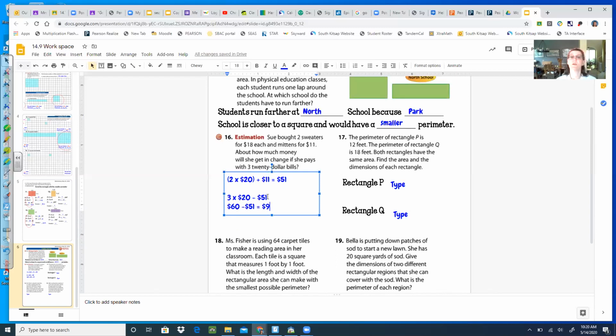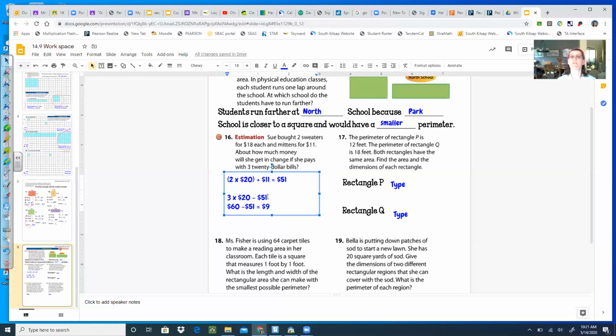Okay, number 17, the perimeter of rectangle P is 12 feet. The perimeter of rectangle Q is 18. Both rectangles have the same area. That's nice. Okay, find the area and dimensions of each rectangle. So it's telling me they have the same area. You're making my brain hurt.